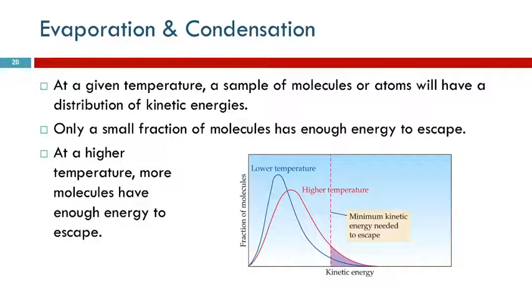If we increase the temperature of this liquid, the curve changes. Its peak moves to a higher kinetic energy, and it also spreads out. So the blue one has a lower average kinetic energy, and the red one has a higher average kinetic energy. If this line is the minimum energy that's needed to escape, to evaporate, we can look at the area under each of these curves as the number of molecules that has enough energy to escape. So when we increase the temperature, we increase the number of molecules that has enough energy to escape, and the evaporation occurs faster.